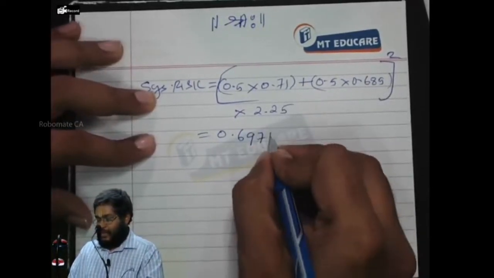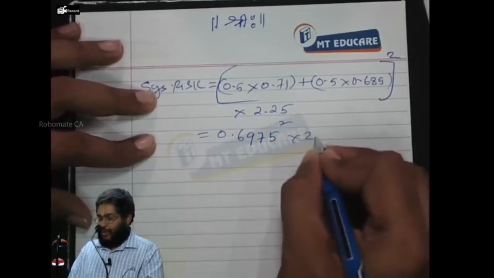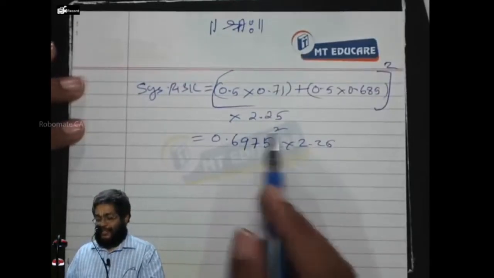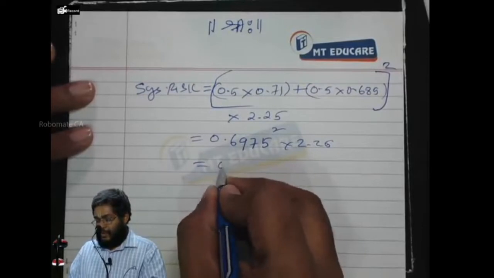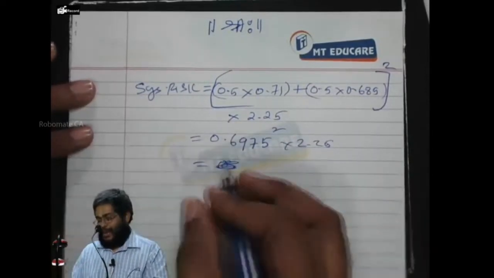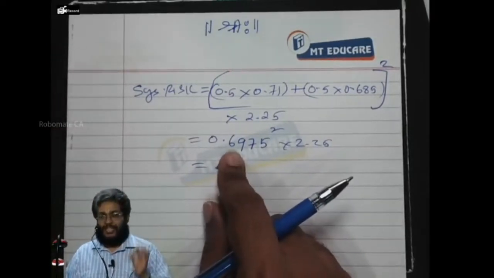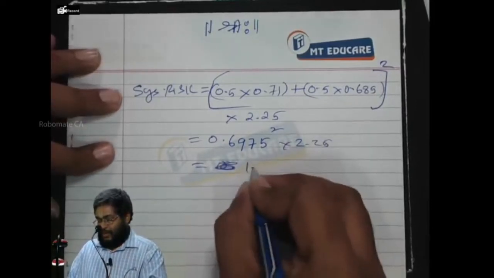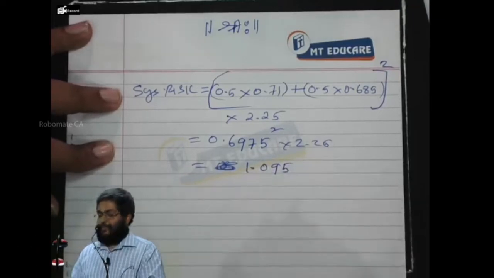0.6975 squared into 2.25. Tell me the number. What is the number? 0.6975 into 0.6975 into 2.25. What's the number? 1.095.